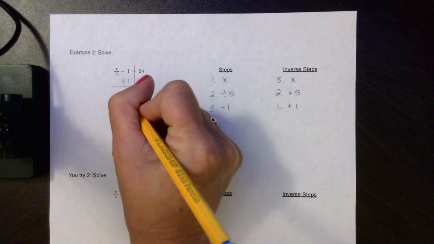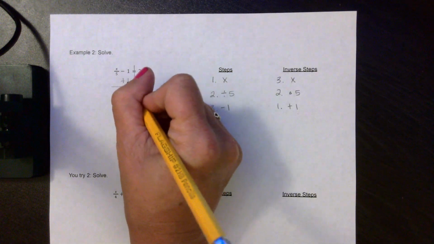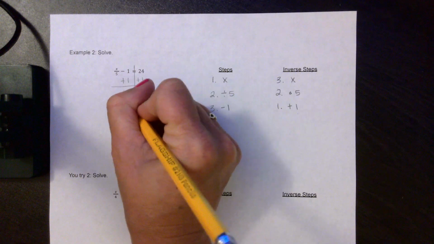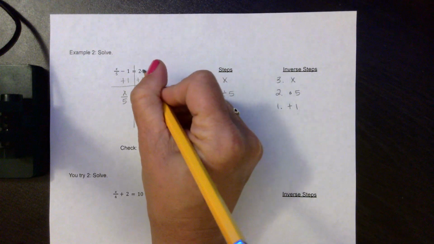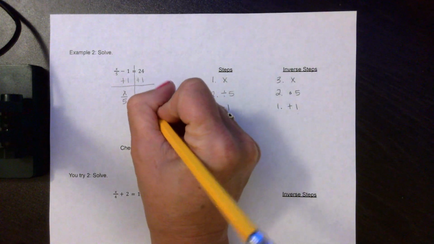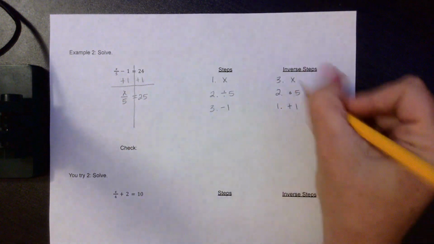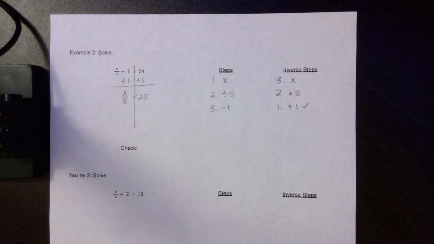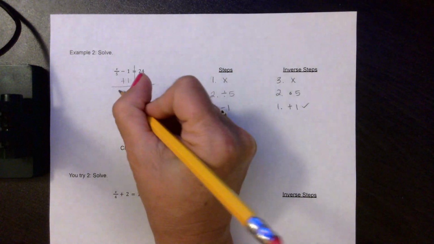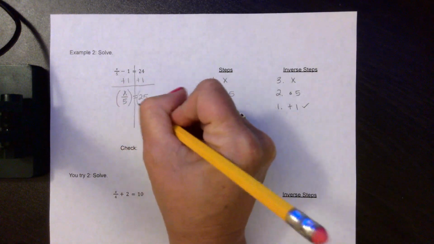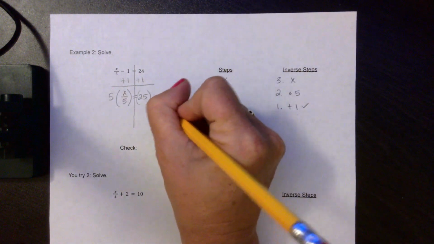So what I have left on the left, -1 plus 1 goes to 0, so I'm left with x divided by 5. 24 plus 1 is 25, and we put our equal bar there. So we finished our adding 1. Next, we need to multiply by 5. We show that with parentheses, 5 and 5.